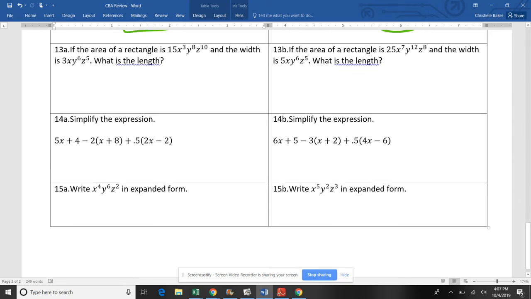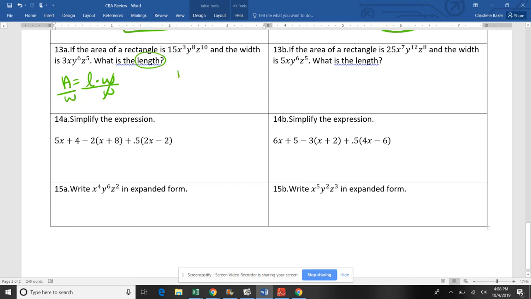This one's a little tricky. You need to read it. If the area of a rectangle is 15x to the 3rd, y to the 8th, z to the 10th, and the width is 3x, y to the 6th, z to the 5th, what's the length? So remember, area is length times width. So to get length, we have to take the area and divide it by the width.